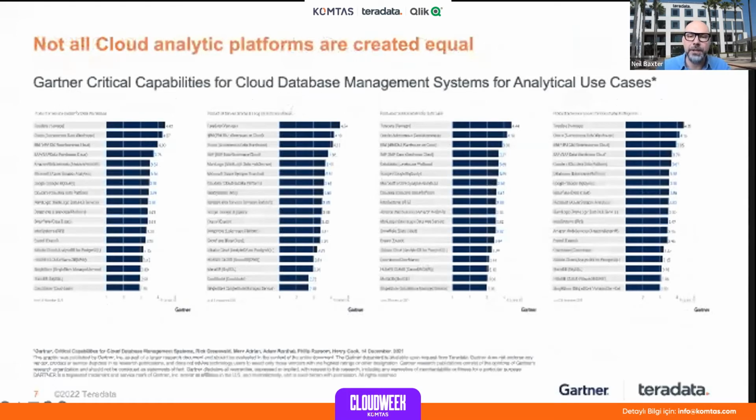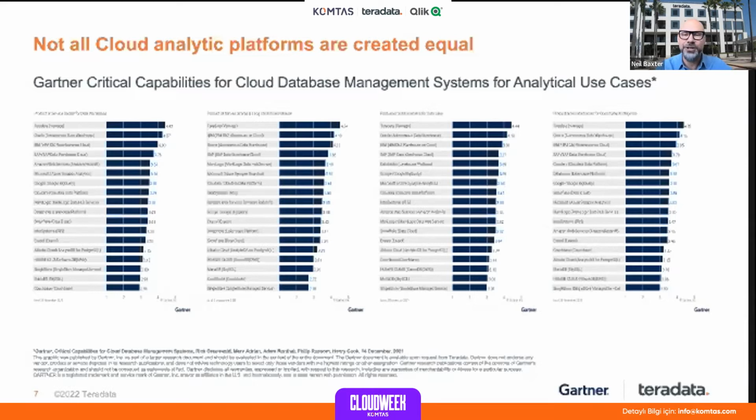One of the things we're very proud of is the analyst ratings that we get as Teradata. The Vantage solution, when we look at the cloud and data and analytic platforms analysis, we see that we're very highly rated. The example on the screen is the Gartner critical capabilities for cloud DBMS and analytical use cases for 2021.